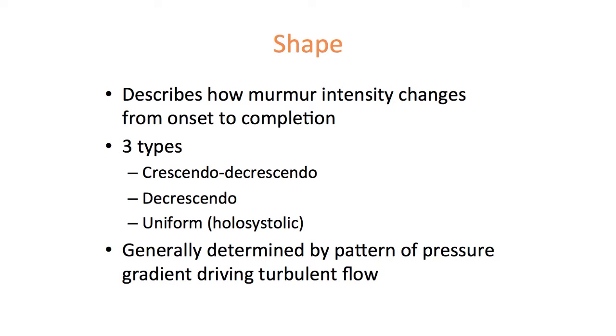The shape describes how murmur intensity changes from onset to completion. There are 3 different types. The first is crescendo-decrescendo. The second is decrescendo. And the third is uniform or holosystolic. A crescendo-decrescendo murmur becomes loud and then progressively quieter. A decrescendo murmur begins loud and then progressively becomes quieter. In a uniform murmur, the sound is relatively constant.